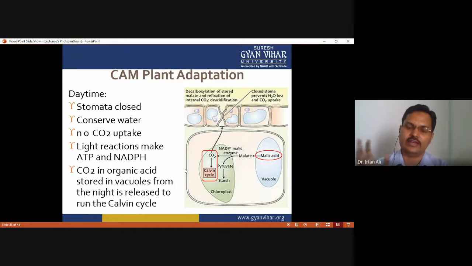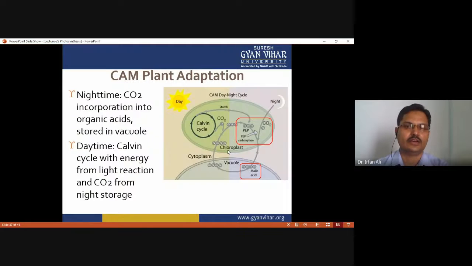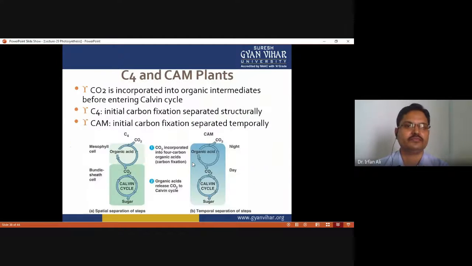So in the daytime the cycle is different, and in the night time the cycle is different. This is the process in the night time, and this is the process in the daytime. So this is the difference, which we already discussed.